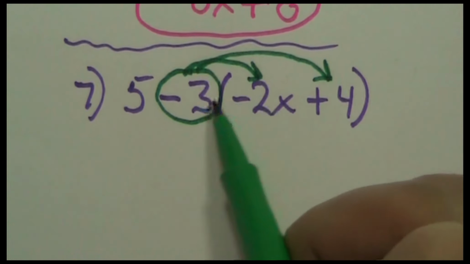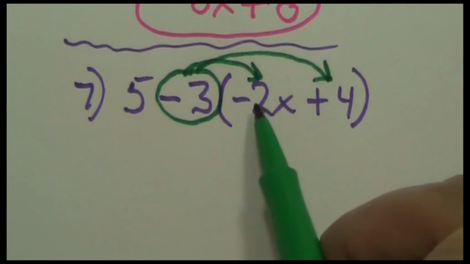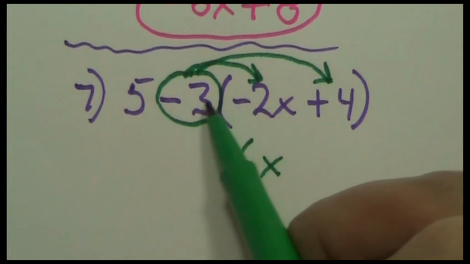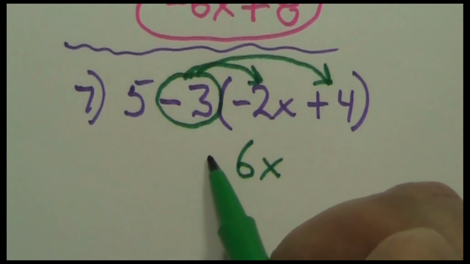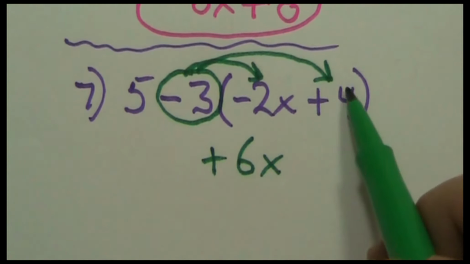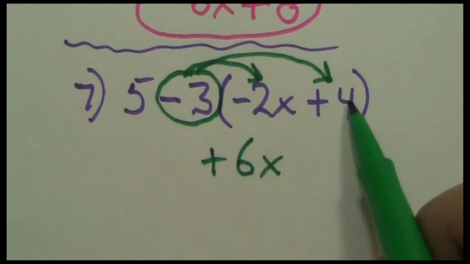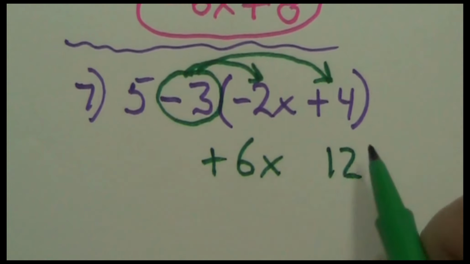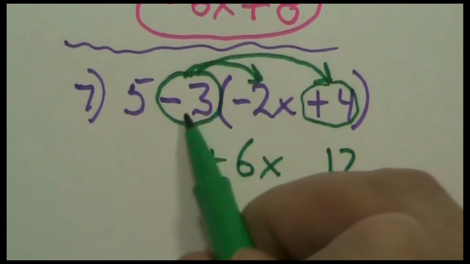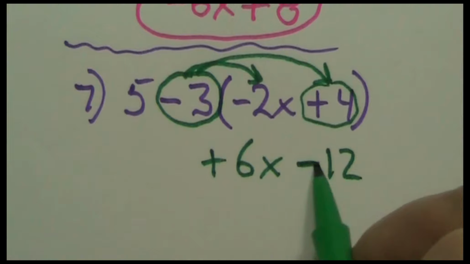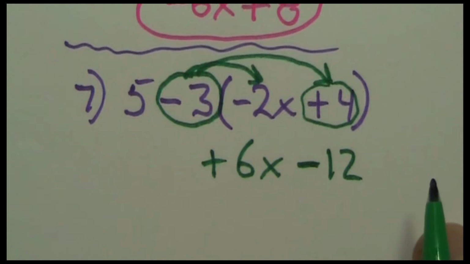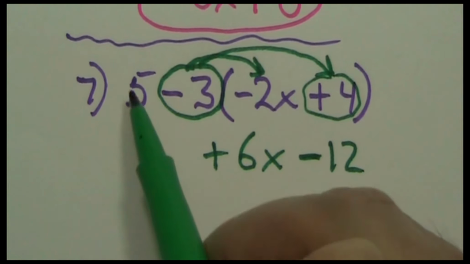So 3 times 2. 3 times 2 is 6, so that's 6x. And I'm multiplying 2 negatives, so that means it's positive. So you know what, I'll just put a plus in front of it. Then I have negative 3 times 4. 3 times 4 is 12. Remember, this is a positive 4, and that's a negative 3. There's 1 negative. Therefore, this is negative 12. When multiplying, count the negatives. All right, I'm going to go ahead and bring this 5 down.